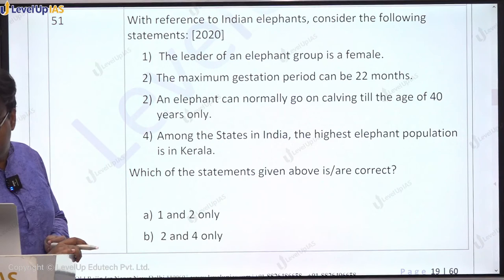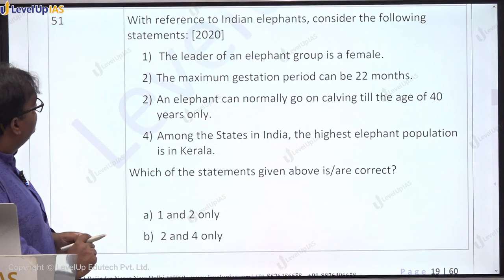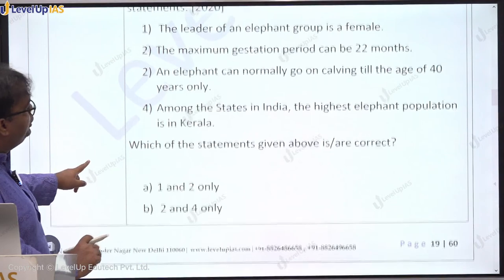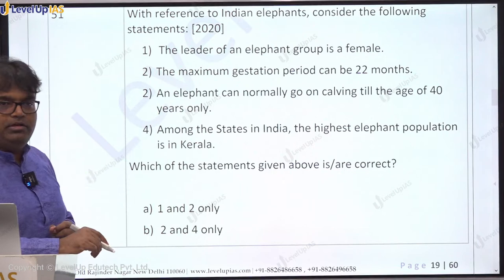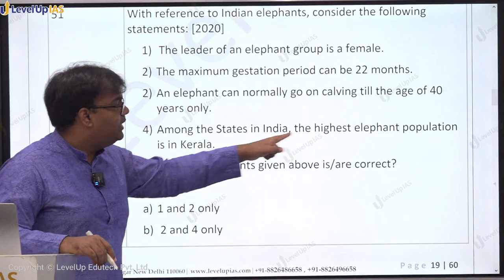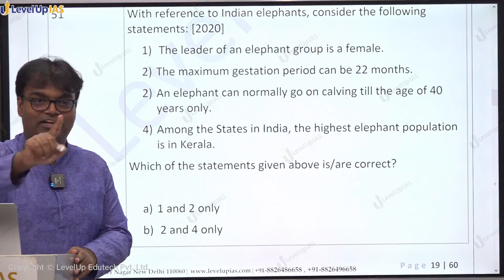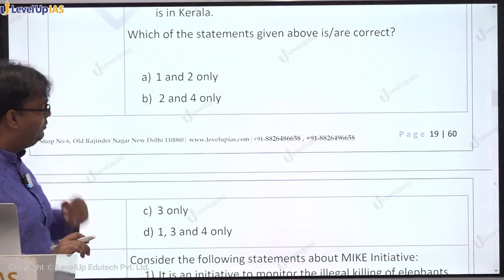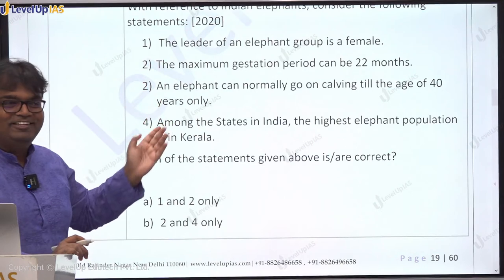51. Indian elephants, consider the following. Now look, we have not studied all these things, but we have studied certain basic things. For example, the leader of an elephant group is female. We know this. Among the states in India, the highest elephant population is in Karnataka. Karnataka, Assam, Kerala. KAK, we had studied that. So, 4 is wrong, 1 is correct. What are you left with? A, 1 and 2. So, you do not have to remember the gestation period of elephants and all.